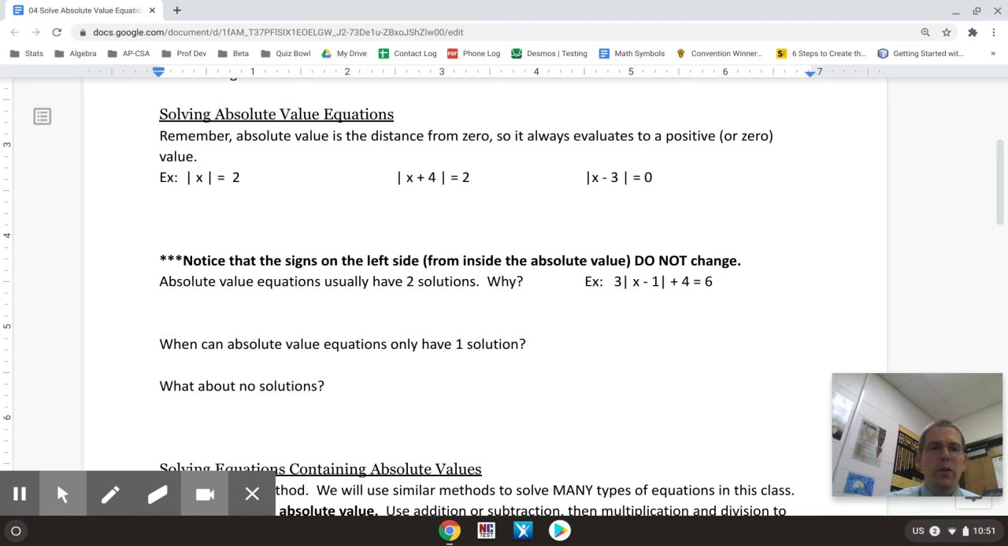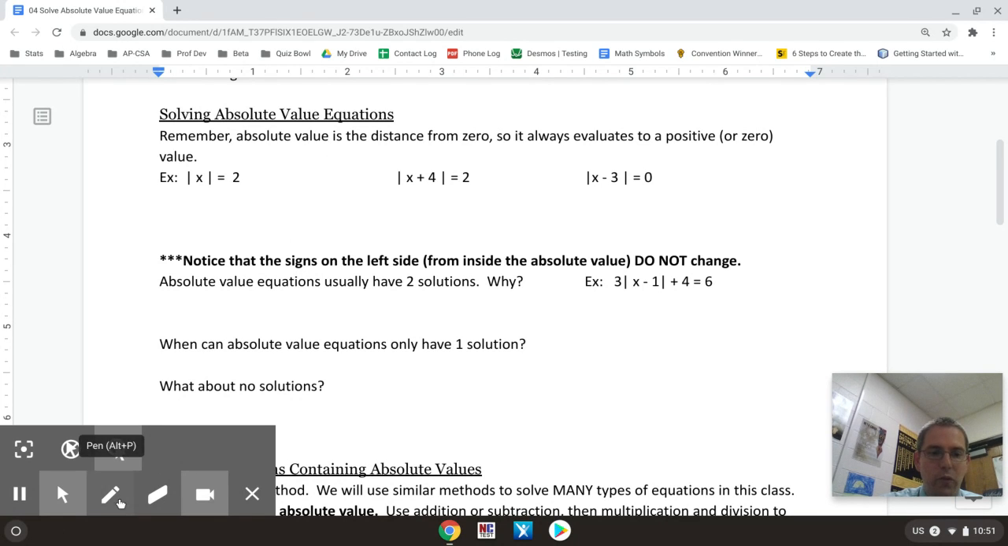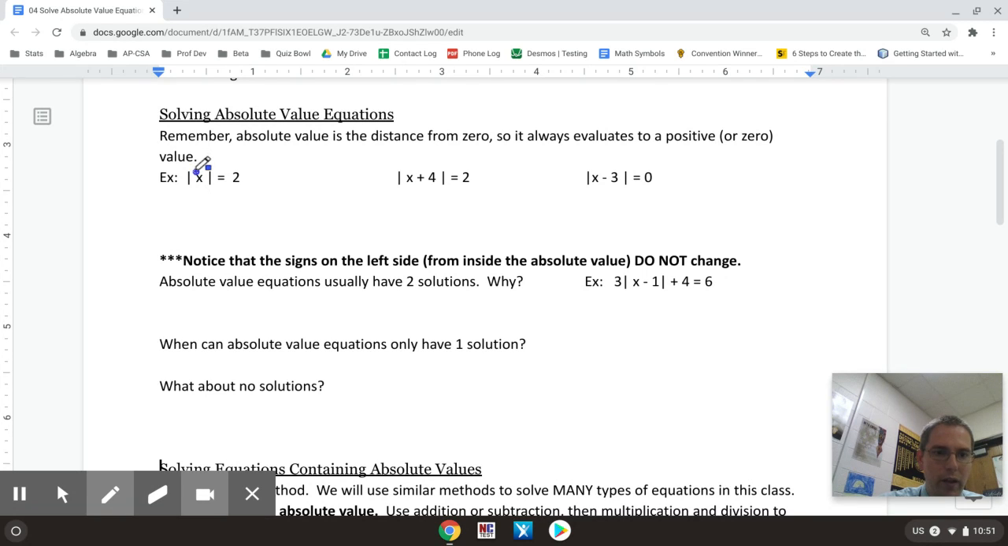Okay, students, we're going to go over a few things about solving absolute value equations. Please remember, absolute value is your distance from zero. So if it is the distance from zero, it will always evaluate to a positive number. So if I have something like the absolute value of x equals 2, it is true that I could plug in a positive 2 because the absolute value of positive 2 would be equal to 2. But I could also plug in a negative 2 because the absolute value of negative 2 is equal to 2.